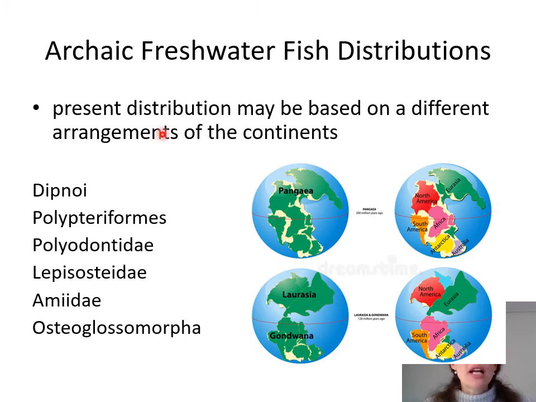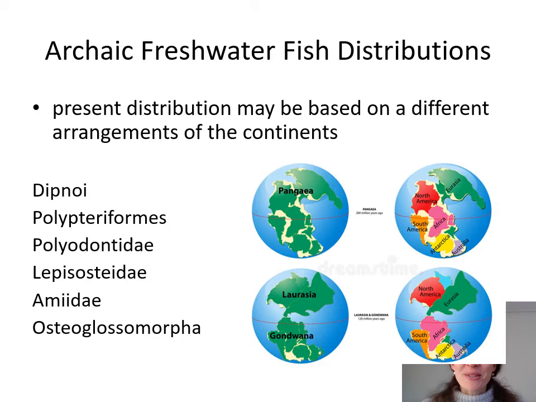We see this in other of our kind of primitive groups, those older groups that we talked about, the first groups of fishes. We refer to those as the primitive groups or the ancestral groups. And all that basically means is they're old. They've been around for a long time. So given that it takes a while for the continents to move, it would make sense that these older ancestral primitive groups are the ones that have this archaic fish distribution. We see it in the lungfishes, the Polypteriformes, the Polyodontidae, Lepisosteidae, Amiidae, Osteoglossomorpha. Hopefully those names are not totally foreign to you and you have some idea what I'm talking about.